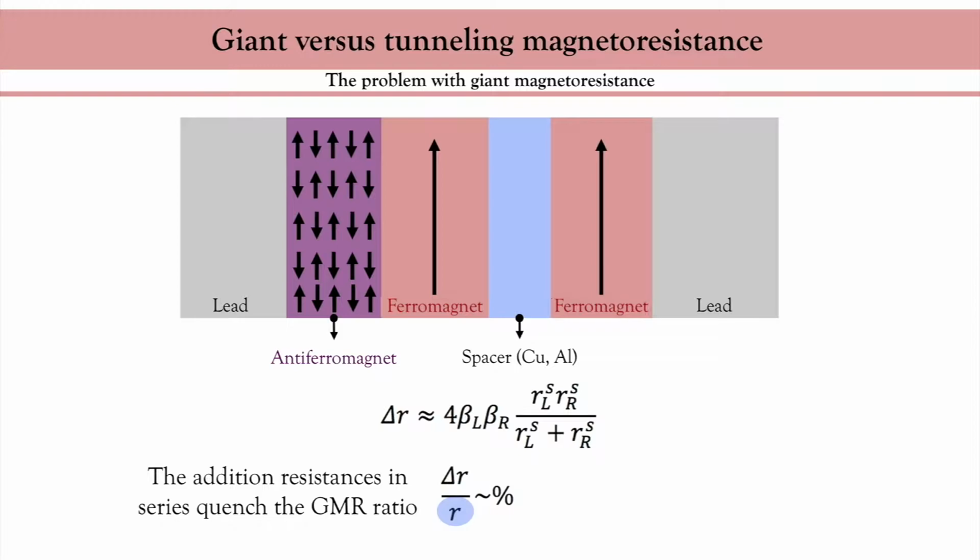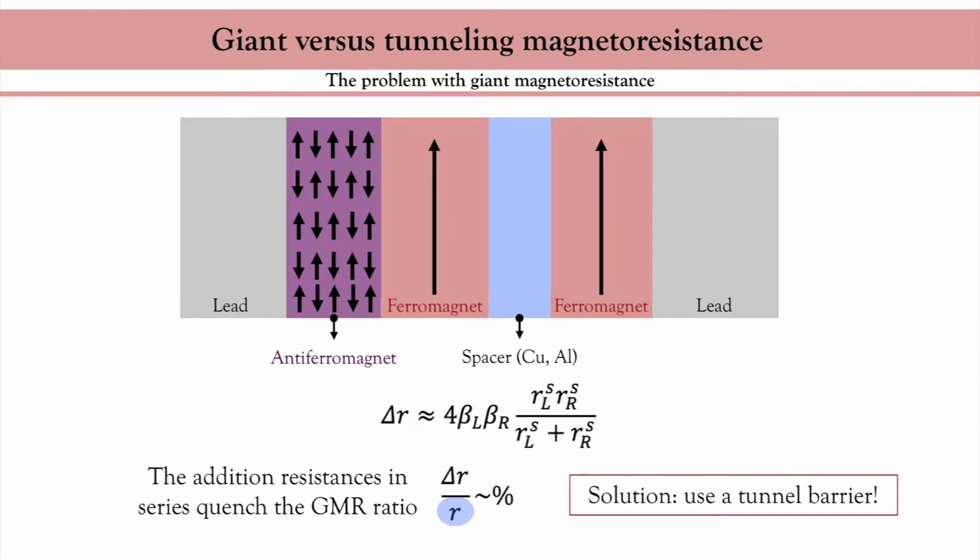So ideally, the only way to get a really large, giant magnetoresistance is to enhance the resistance of the active part. By active part, I mean the central region that includes the two ferromagnets and the spacer. This is achieved by using a tunnel barrier.